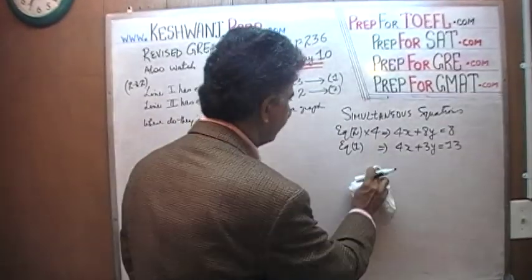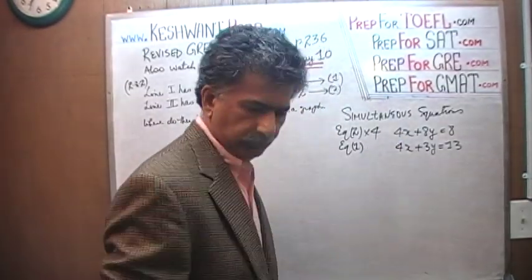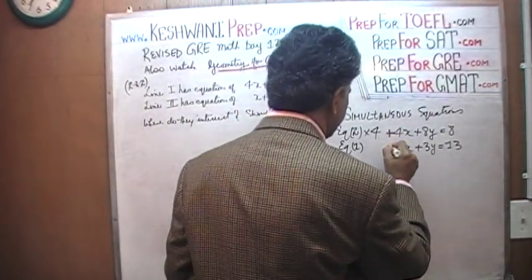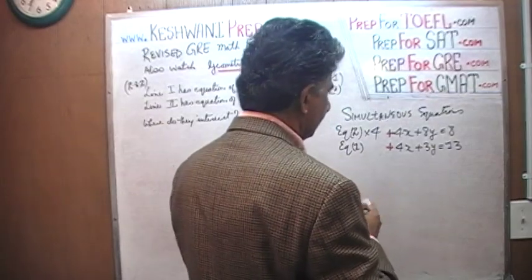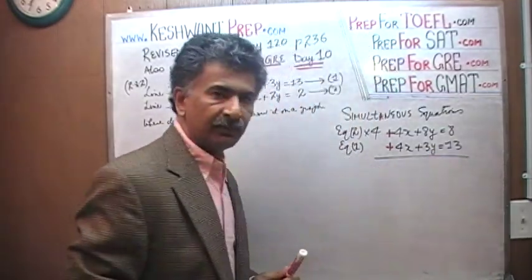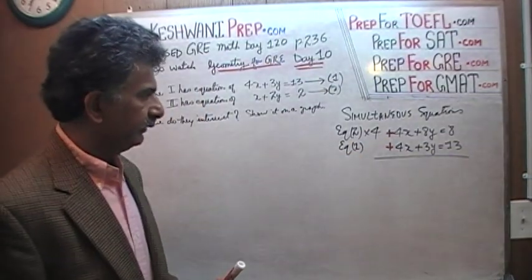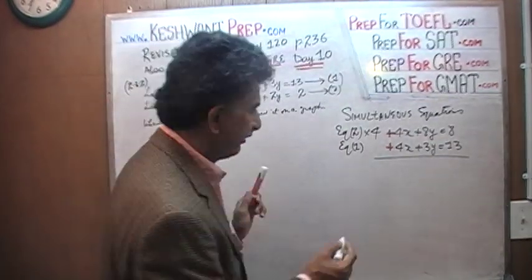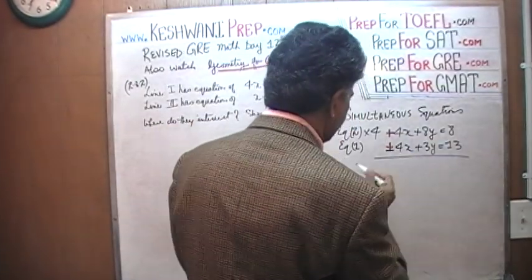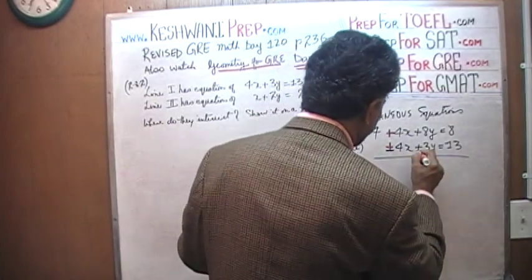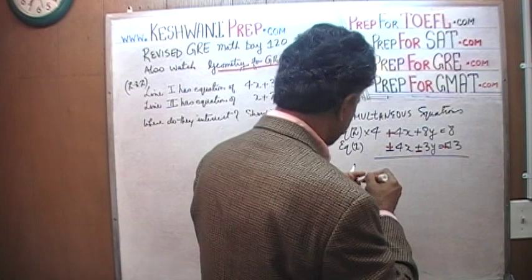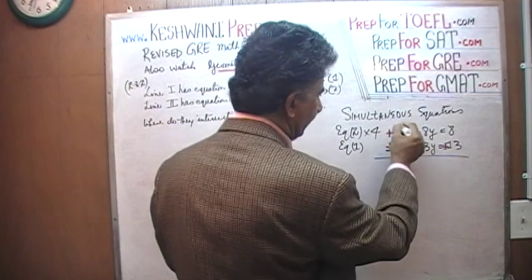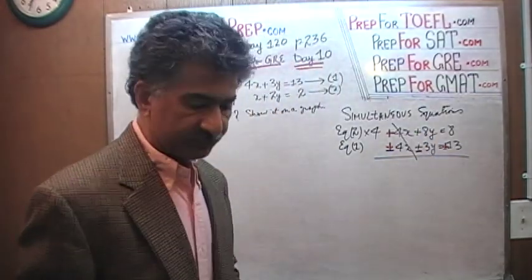Now, this 4x has a positive sign in front of it. This 4x has a positive sign in front of it. We'll subtract the bottom equation from the top equation. When we do the subtraction, we have to change the signs. This positive will become negative, and 13 has a plus sign in front of it, and that will become negative. Positive 4x and negative 4x cancel out. 8y minus 3y.